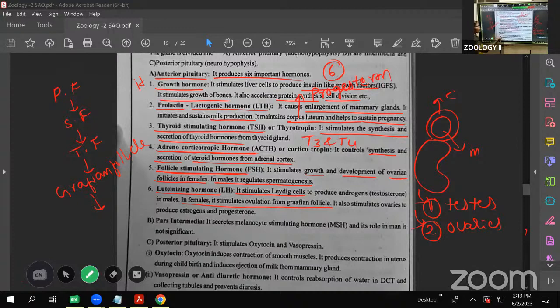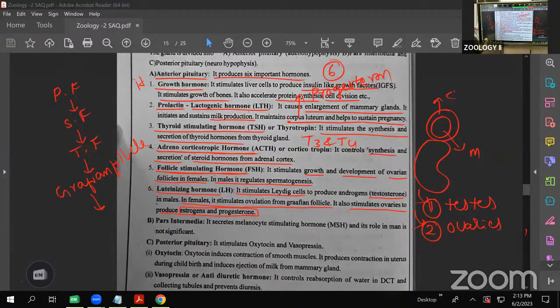In females, it stimulates ovulation from the Graafian follicles, and also stimulates the ovary to produce two hormones. Which hormones? Estrogen hormone as well as progesterone hormone. In the males, testosterone hormone is released with the help of luteinizing hormone. In the females, estrogen and progesterone hormones are secreted with the help of the luteinizing hormone.